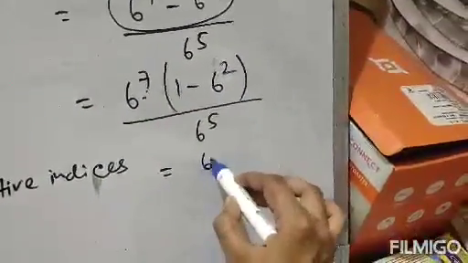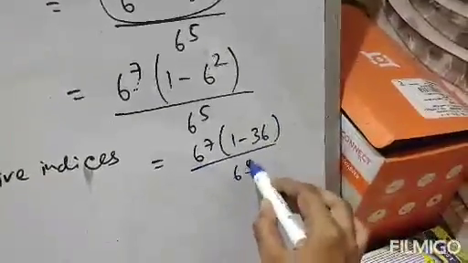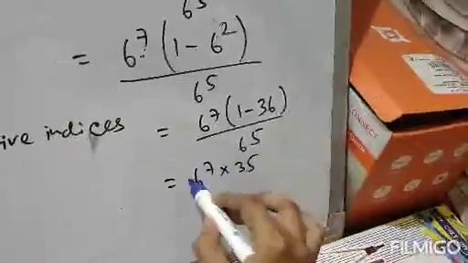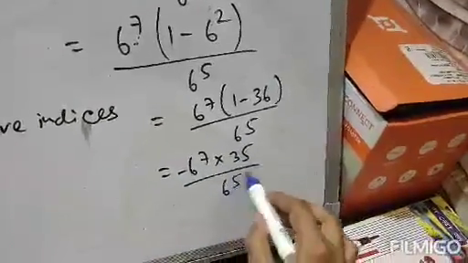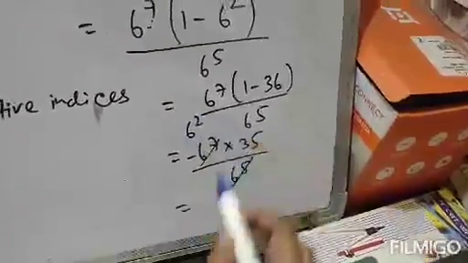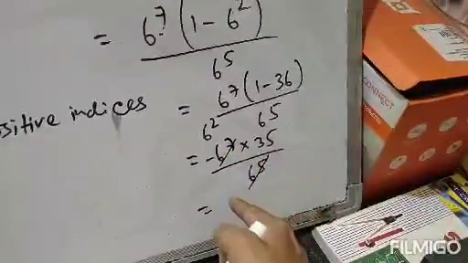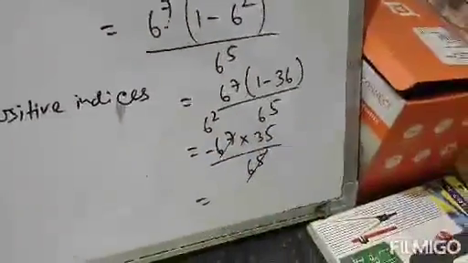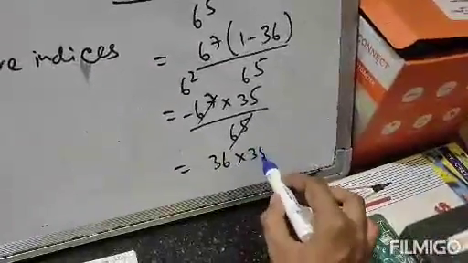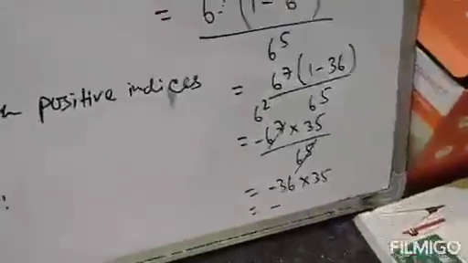That means this is 6 to the power 7, 1 minus, 6 square is 36, divided by 6 to the power 5. So it is 6 to the power 7, 1 minus 36 is minus 35, over 6 to the power 5. Clear? If you reduce, 6 to the power 7 and 6 to the power 5 will be 6 to the power 2. So 6 to the power 2 means 36 into minus 35. Now multiply 36 into 35.